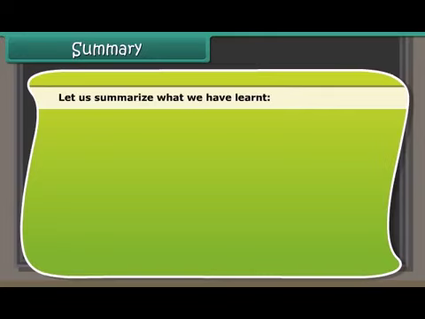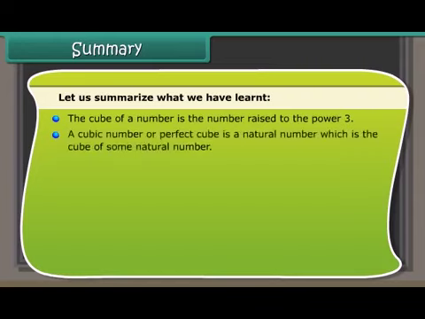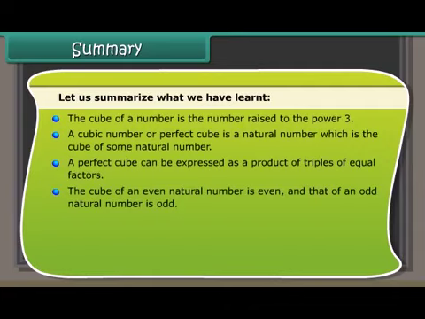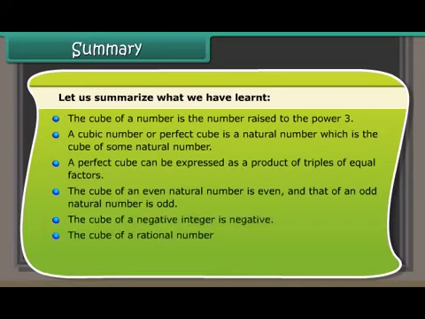Summary. Let us summarize what we have learned. The cube of a number is the number raised to the power 3. A cubic number or perfect cube is a natural number which is the cube of some natural number. A perfect cube can be expressed as a product of triples of equal factors. The cube of an even natural number is even, and that of an odd natural number is odd. The cube of a negative integer is negative. The cube of a rational number a/b is (a/b) whole cubed, which is equal to a³/b³.